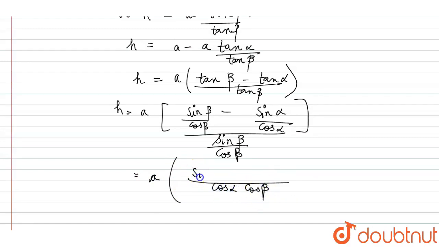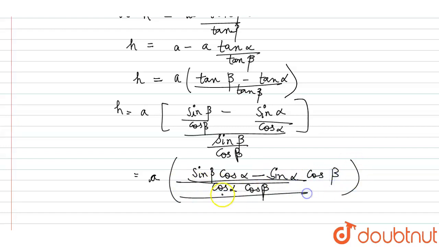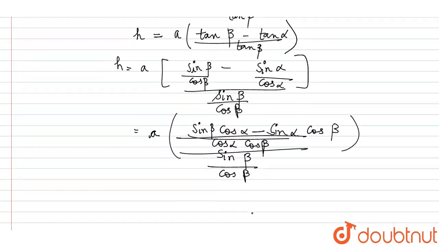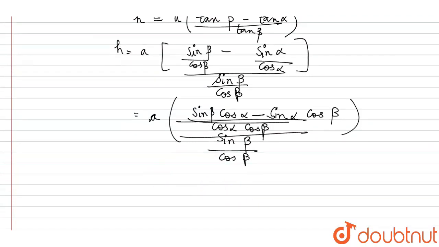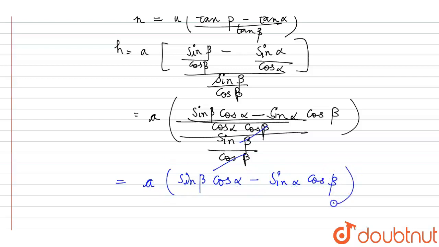So what will we get? a times sine beta cos alpha minus sine alpha cos beta, upon sine beta upon cos beta. From this side, cos beta will be cancelled. Now what are we left with? a times sine beta cos alpha minus sine alpha cos beta, upon cos alpha dot sine beta.